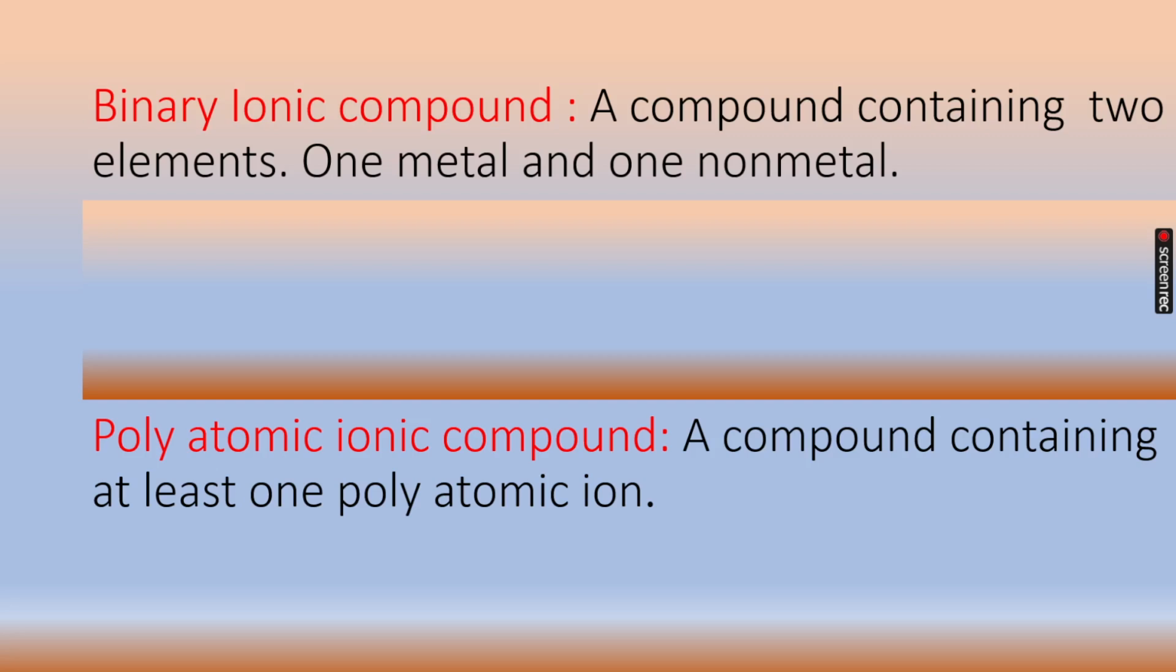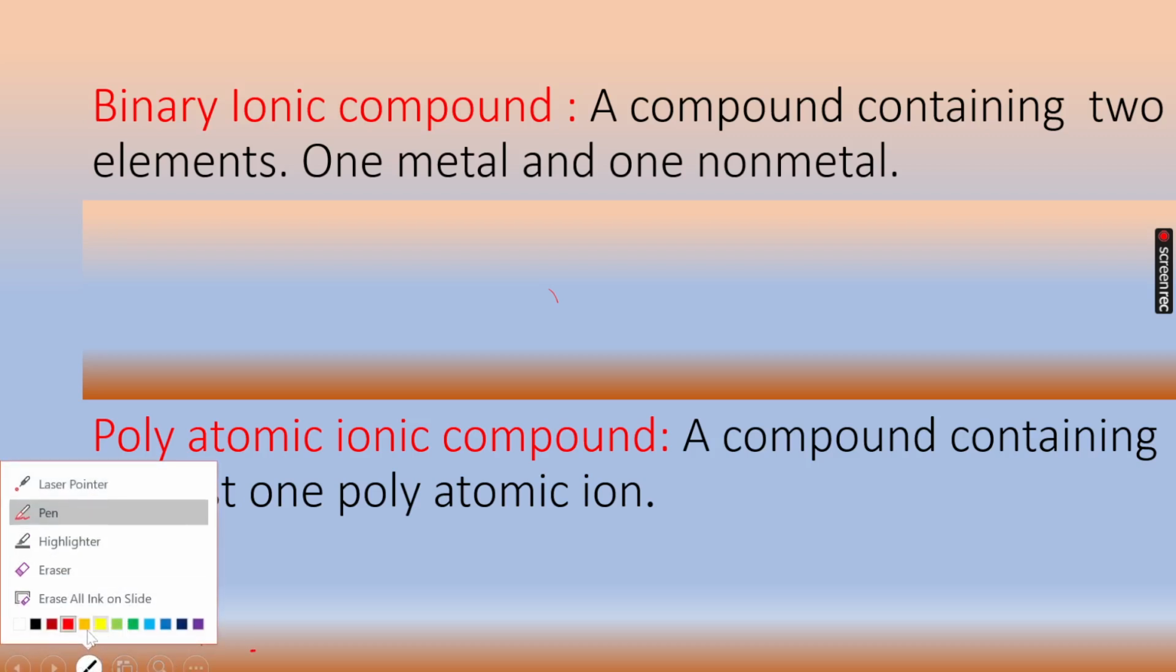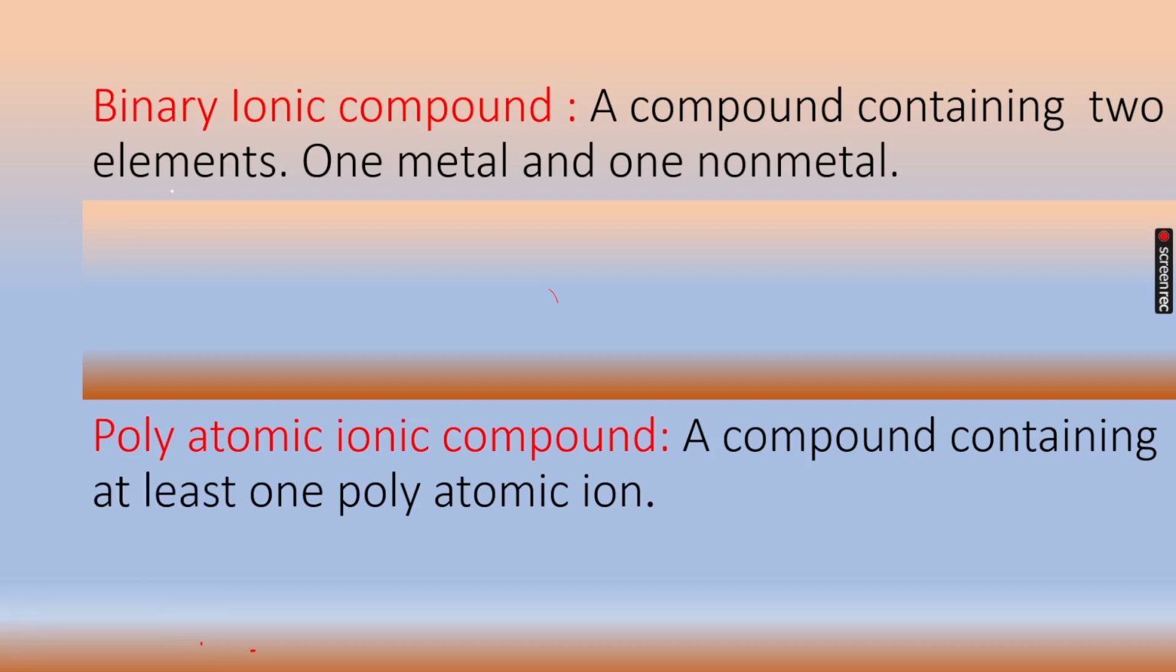Okay, as I said before, I want to talk about the binary ionic compound. A binary ionic compound means a compound containing two elements, one metal and one non-metal. So we need a metal and a non-metal for the binary ionic compound.